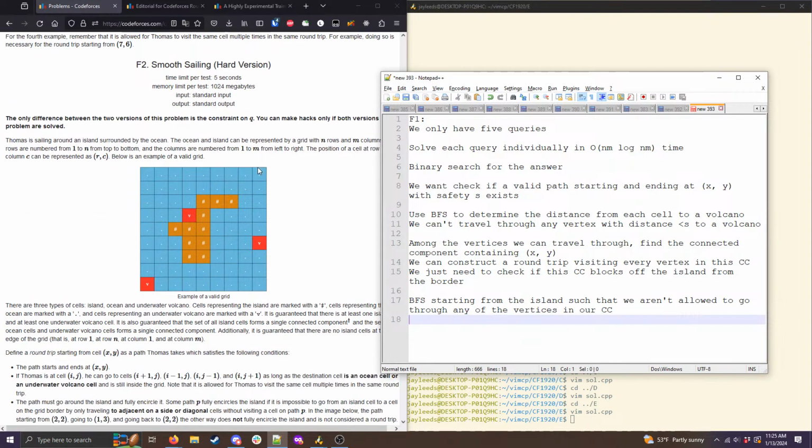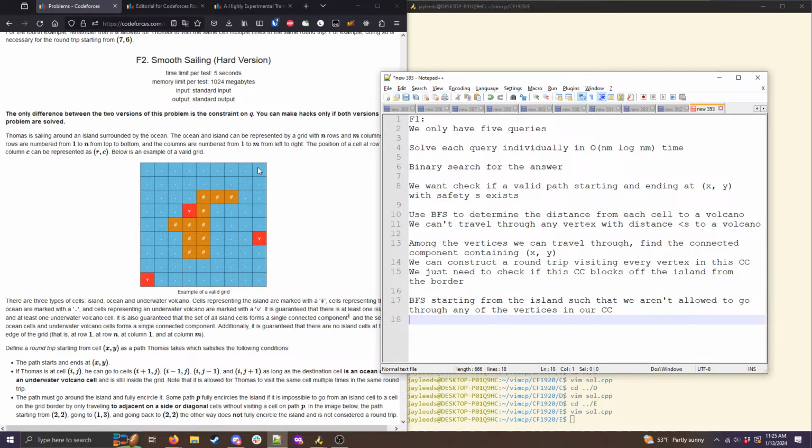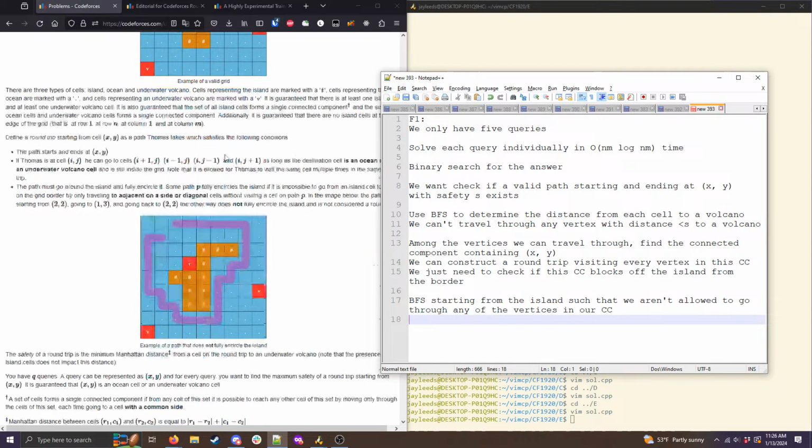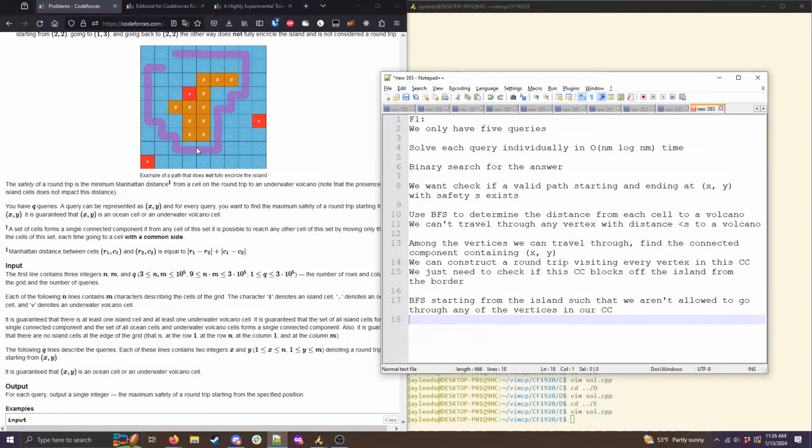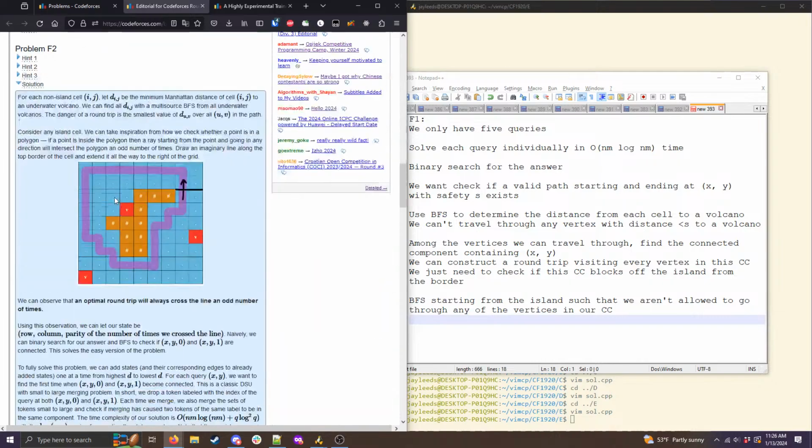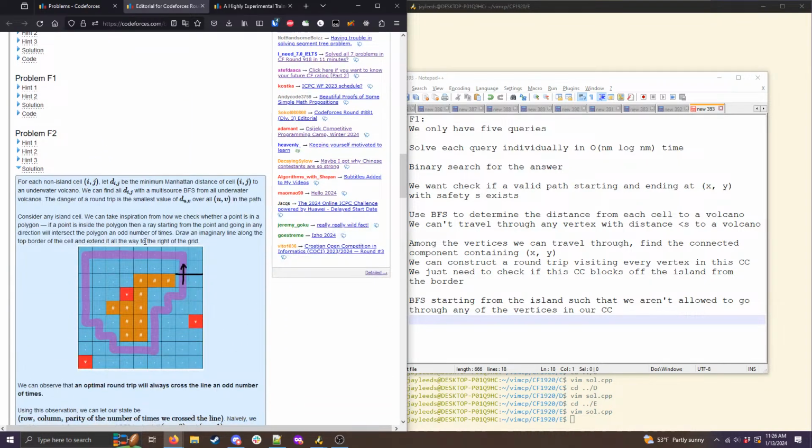F2 is significantly harder. I had an idea that runs in n square root of n log n, but with a very good constant factor. But I think maybe I'll go through the editorial solution, which seems to be more efficient, rather than talking through what I did. So let's see. Oh, this is an interesting idea. They're going to consider the point in polygon test.